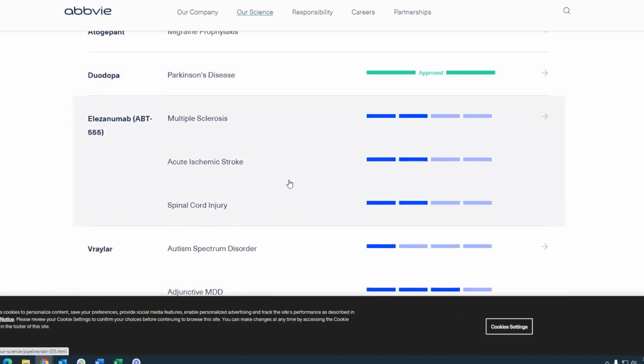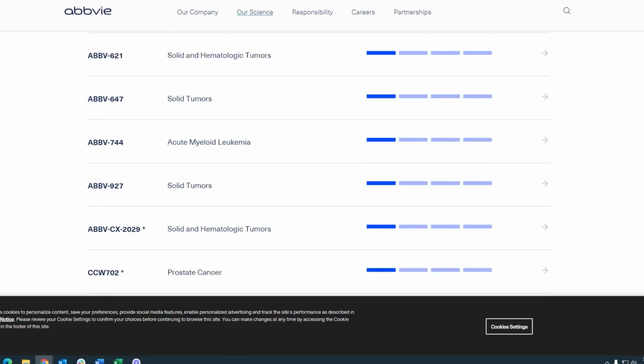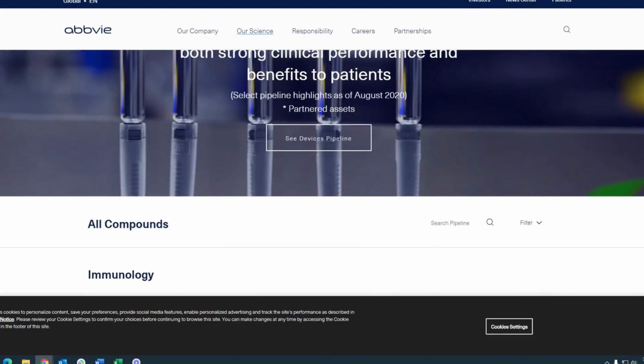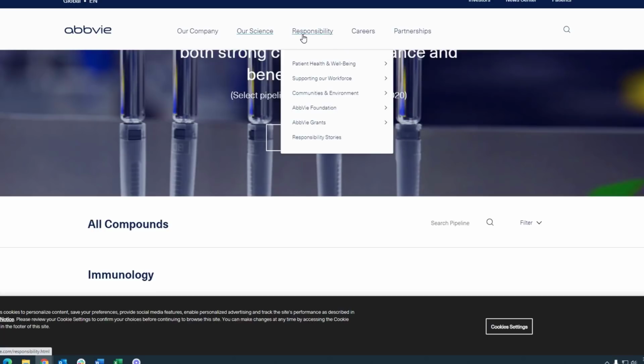Here's the pipeline for neuroscience. I'm not going to waste a lot of time on this at this point. I just want to see, do they have a pipeline? In this case, AbbVie clearly has a really good pipeline. Now, from there, I could spend time on some of this other stuff here, but a lot of this is really propaganda.